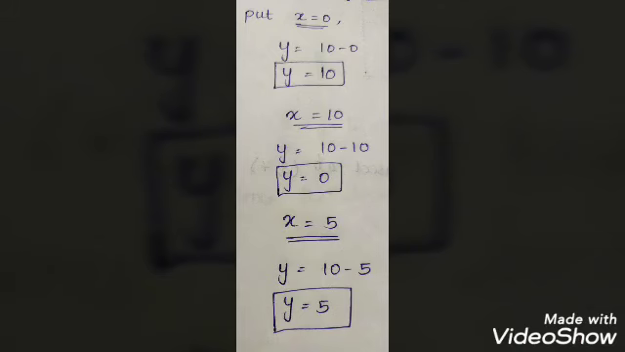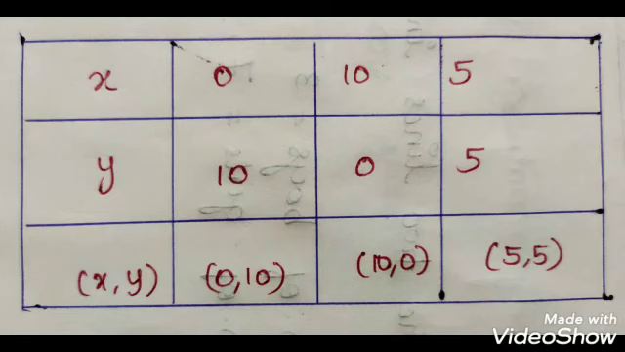Right. Now in the first equation, put x is equal to 0. Then y equal to 10 minus 0, so y equal to 10. Next x is equal to 10, so y equal to 10 minus 10, then y equal to 0. Next you can put whatever value you want. Now here we are putting 5, so x is equal to 5. So y equal to 10 minus 5, 5.